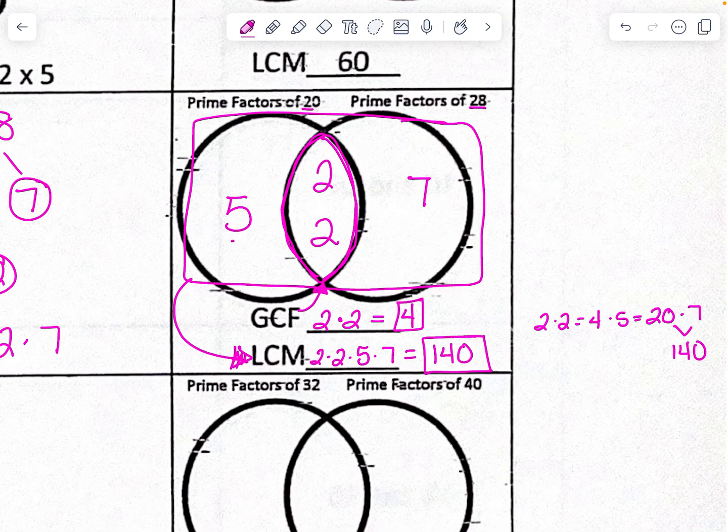This is especially helpful when we're simplifying fractions and making equivalent fractions and ratios, which we'll go into next week. Okay.